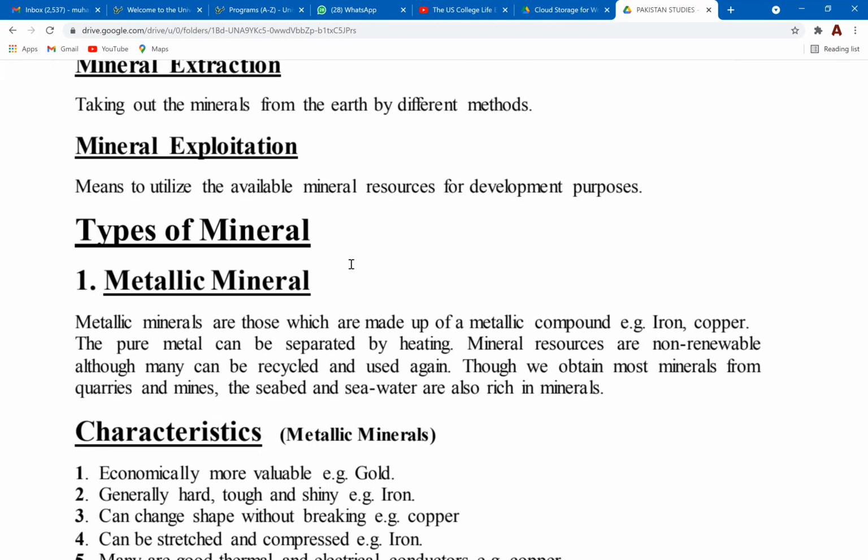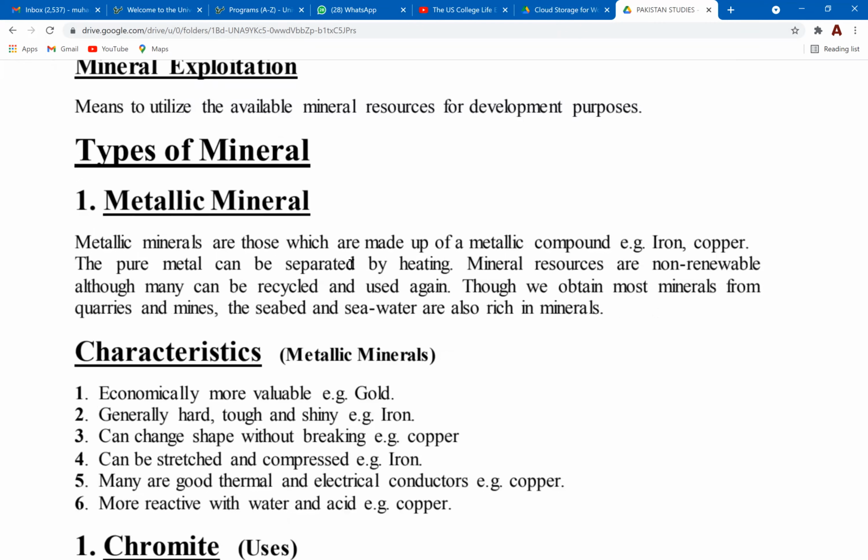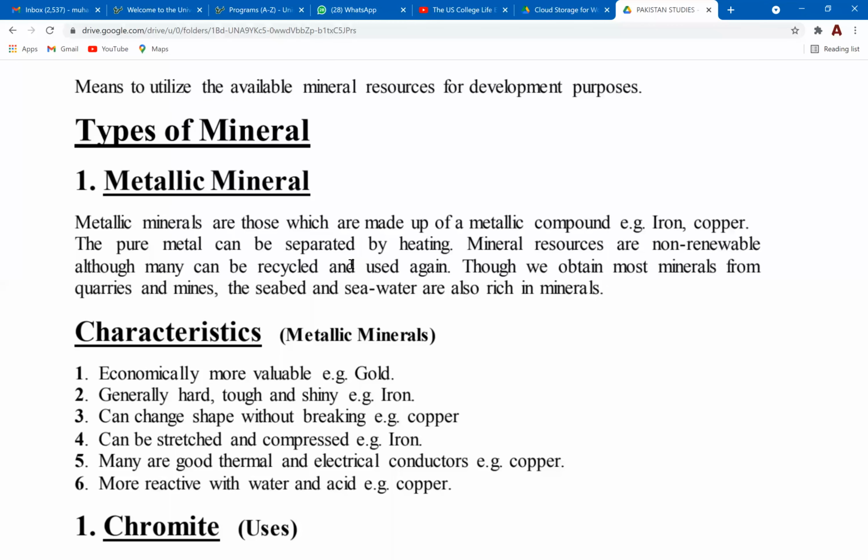Metallic minerals are basically those minerals that are made up of compounds that are metallic in nature. For example, iron, copper, and the alloys of iron and copper. So you separate the pure metal by heating. For metallic minerals, you need pure metallic substances, and you need to separate those pure metallic substances from impure substances through heating.